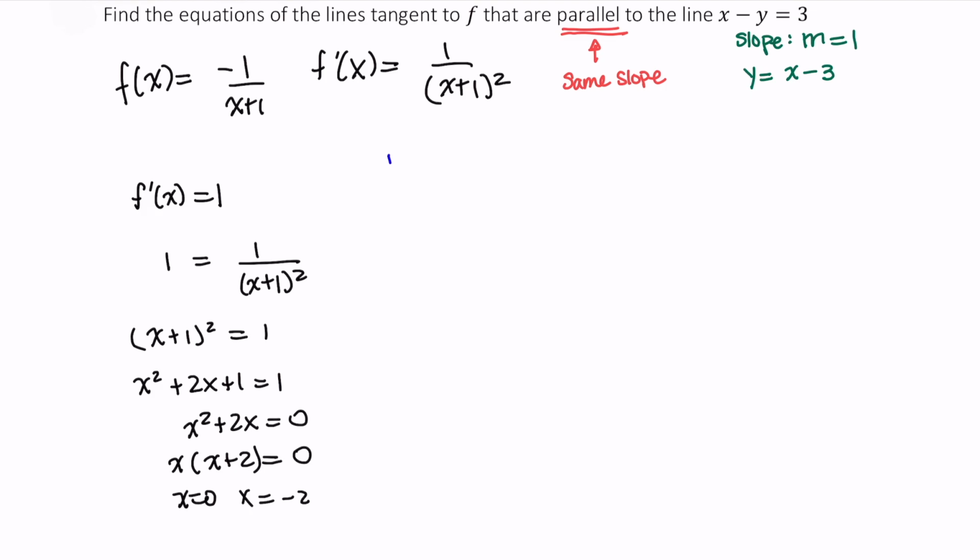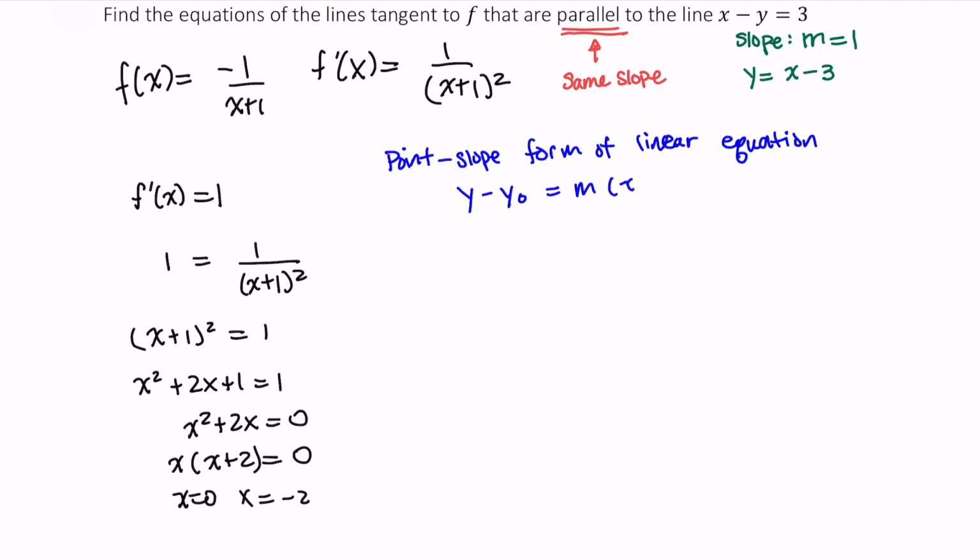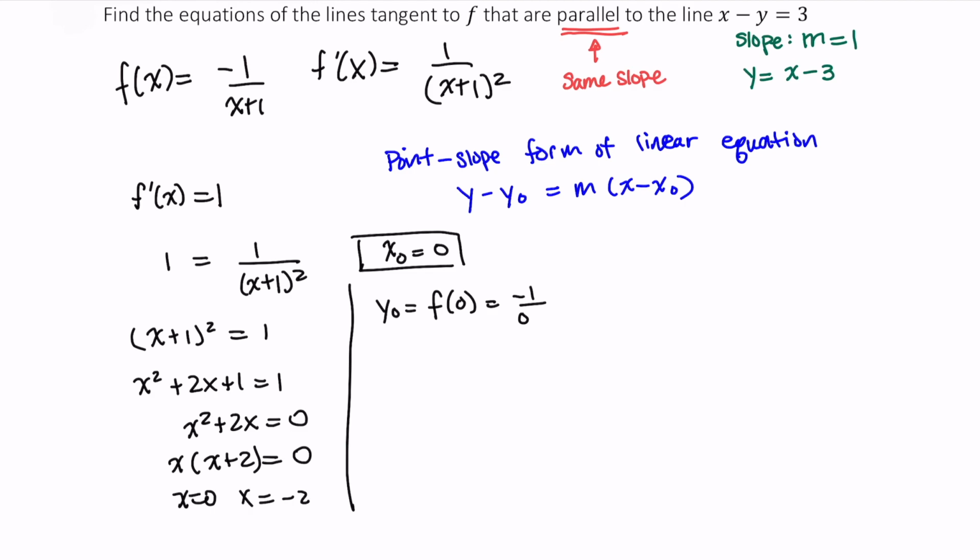So let's now remember the point-slope form of a linear equation. That's y minus y naught is equal to m times (x minus x naught). We're going to use that. So our x naughts are here. This is one of them, this is the other. So we have to figure out what y naught is. Well, let's begin with the x naught equals 0 case. So when x naught equals 0, y naught is equal to f of 0, which is negative 1 over 1, which is just negative 1.